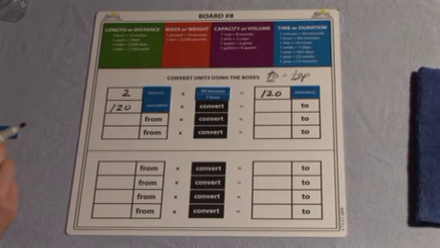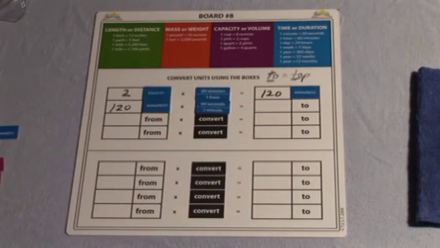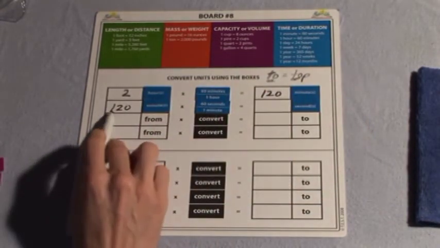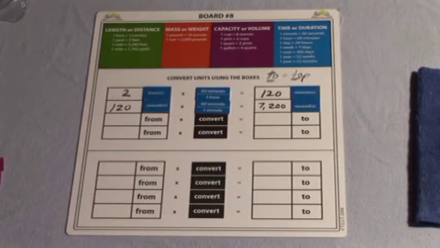So we're going to take the seconds over minutes, and again the units that we're going to are seconds, so that is going to go on the top, and we'll put the 2 units over here, and we're going to multiply 120 by 60, which is 7,200 seconds. So what we've done is we've just converted hours to seconds using the conversion pieces.